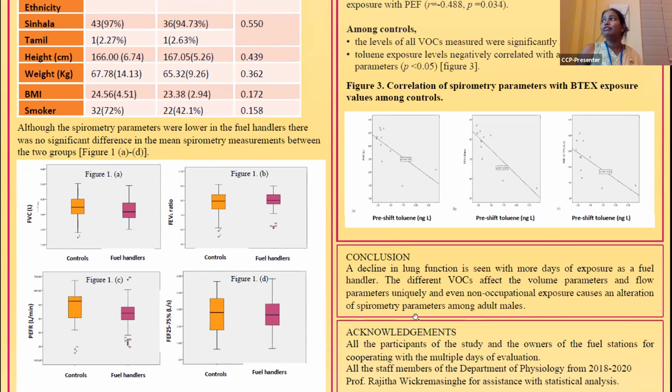In conclusion, we see a decline in lung function, which was more prominent with the days of exposure. We also saw different volatile organic compounds affecting different spirometric parameters. There was also a non-occupational exposure, which could have caused the non-significance in the spirometric values we measured. We can go ahead with the questions, madam.